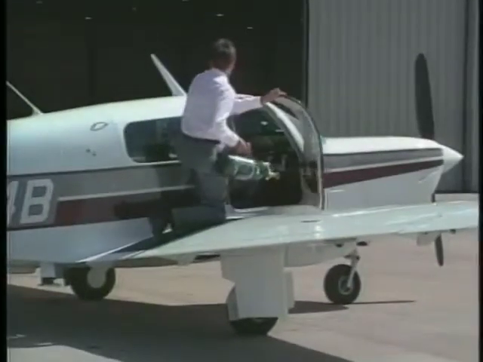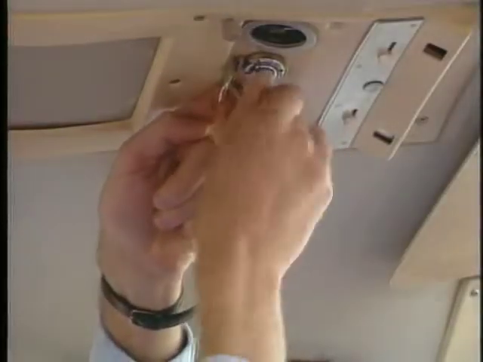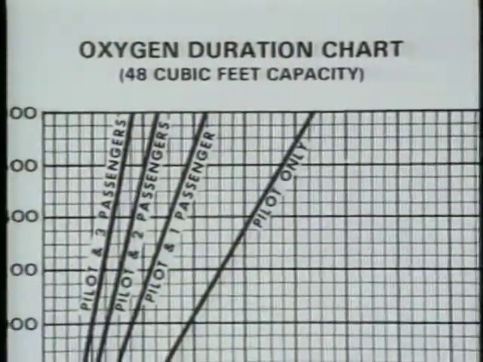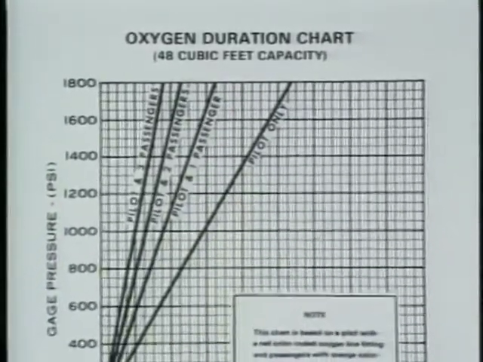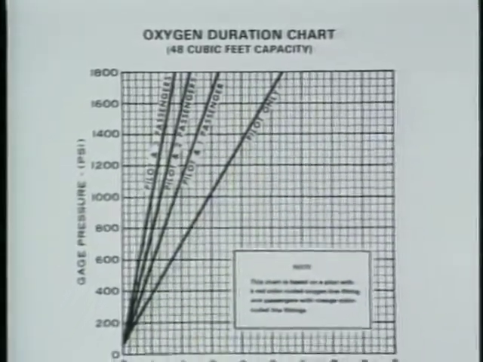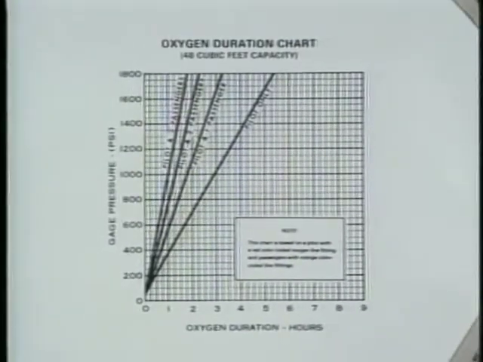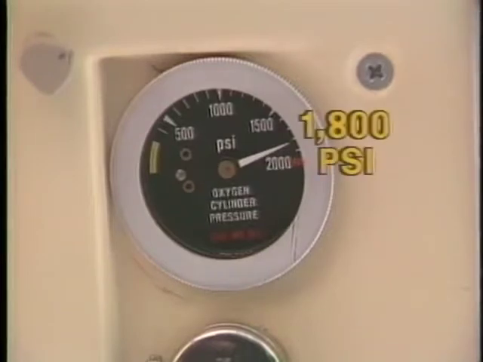Regardless of the type of oxygen system installed in your aircraft, it's very important to have a sufficient supply of oxygen available for the planned flight. To make sure you have enough oxygen, you should use an oxygen duration graph or chart. To use this particular type of graph, you have to know how much oxygen is available and how many people will be using the system. The oxygen available is indicated in pounds per square inch of pressure on a gauge. In this example, you have 1,800 pounds in the cylinder.